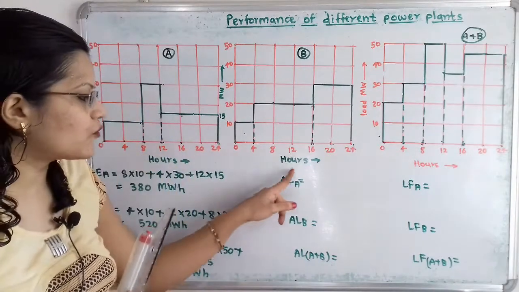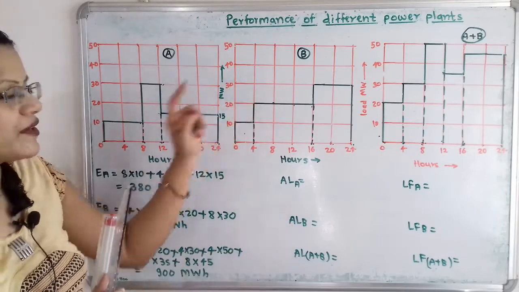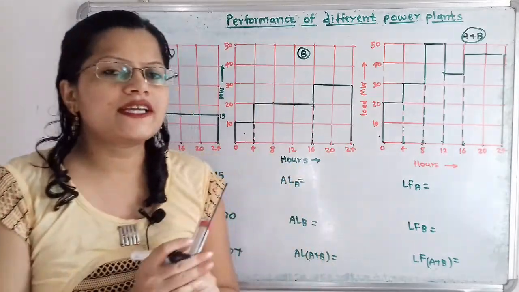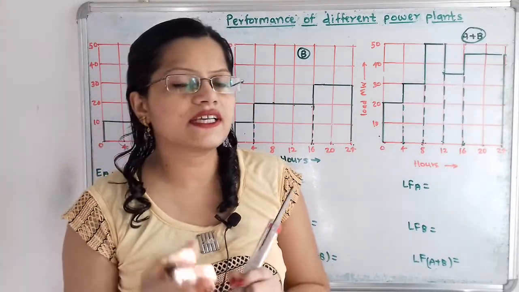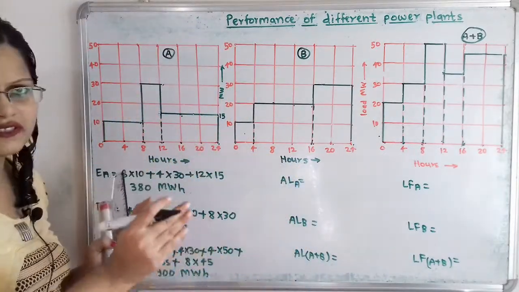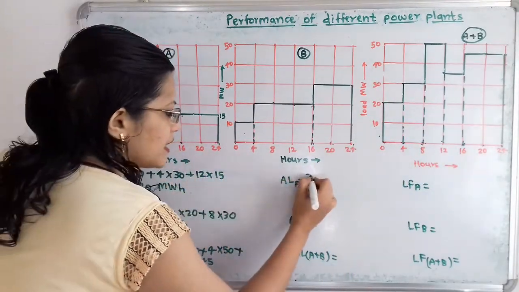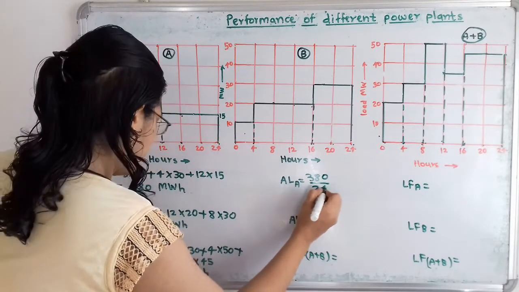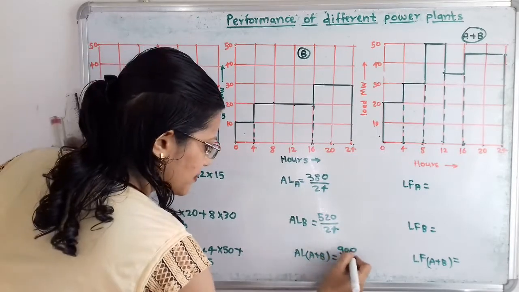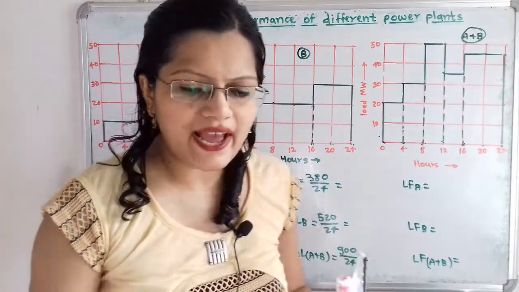Now we will find out what is the average load. So average load when power is supplied to A, average load when power is supplied to B, and average load when power is supplied to A plus B. Now what is this average load? That is nothing but the total energy generated divided by time period. So time period in hours that we have to take, and here each time period is 24 hours. So simply here 380 divided by 24, 520 divided by 24, and 900 divided by 24.